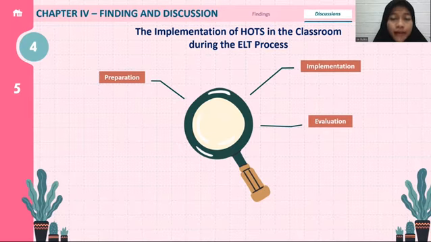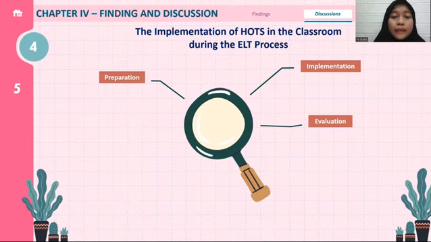According to Iskandar in 2019, it's important for teachers to make preparations in order to create an effective classroom atmosphere so that students have an interest in learning, likewise implementing HOTS in the ELT process. I observed that the teacher followed the steps in the lesson plan based on the positive skills.